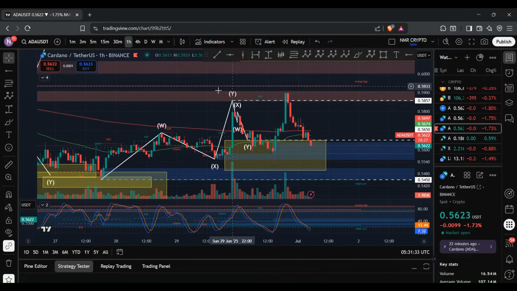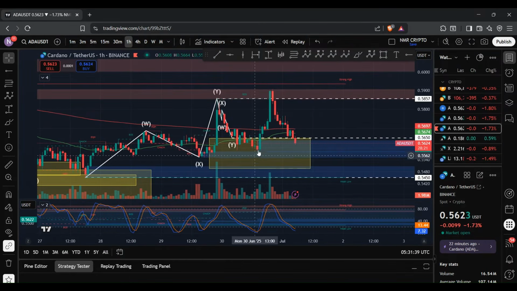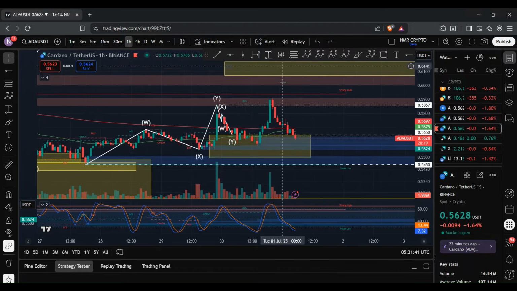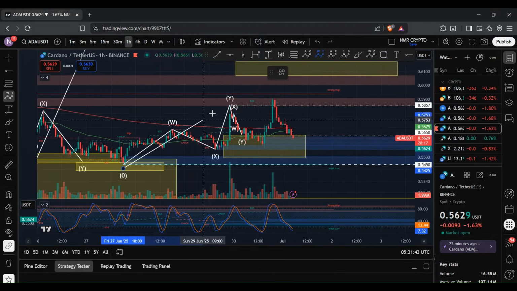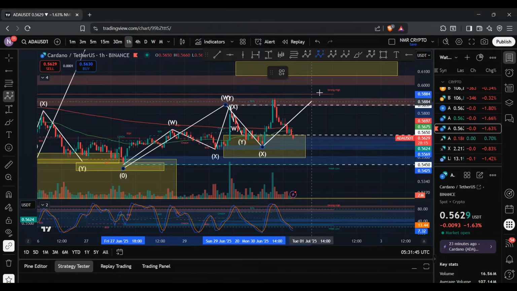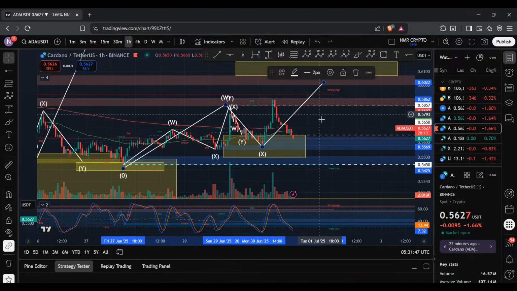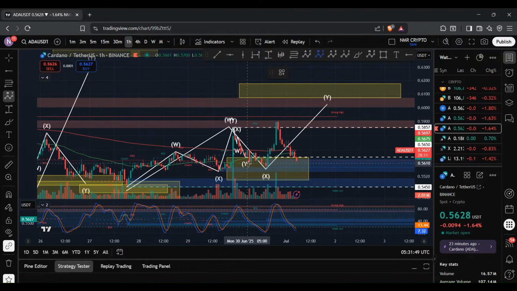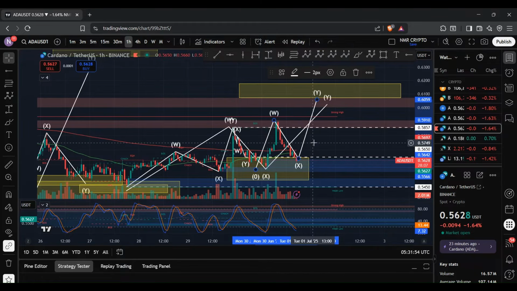And so it will be interesting to see what structure is actually playing out right now, because it's still possible that we have a bigger WXY structure that's forming right now where we are currently within a Y wave. So if I draw that out, this would be the W wave, this would be the X wave, and this would be the Y wave. And then that Y wave would be made up of a WXY structure, where that would be the W wave, this would be the X wave, and then we'll see a Y wave play out also.